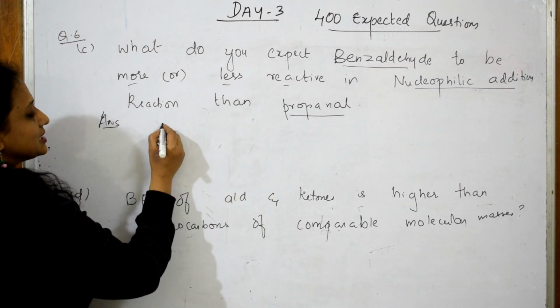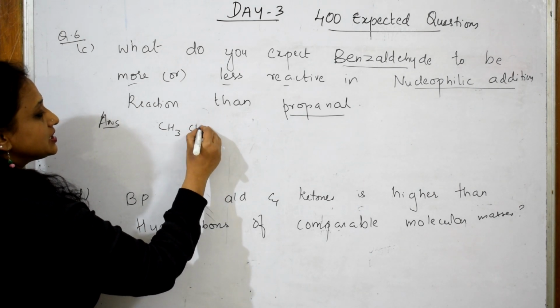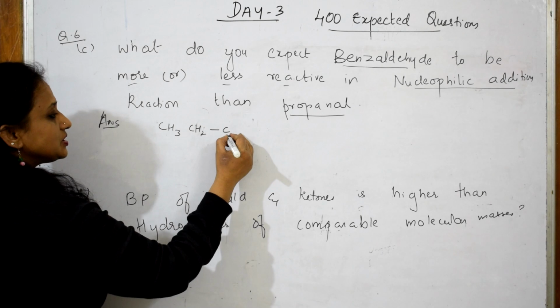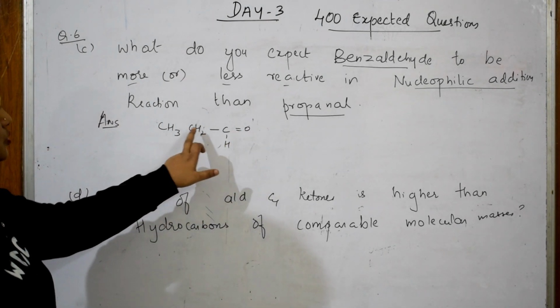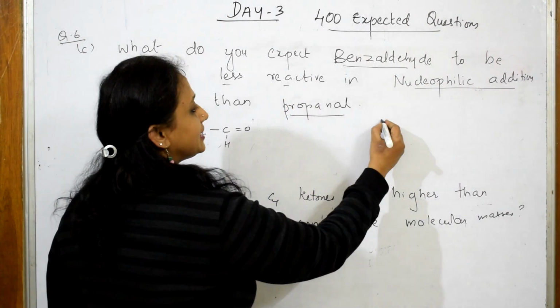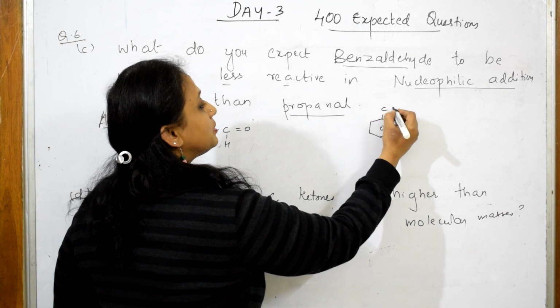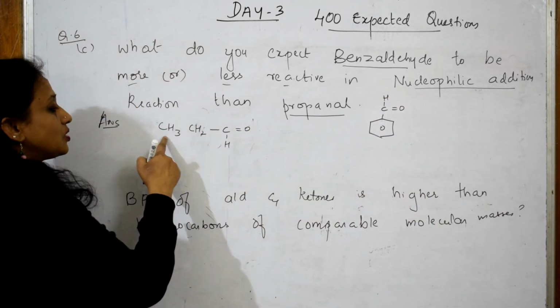Now propanal, CH3CH2C, with the double bond to oxygen and hydrogen. Propanal: 1, 2, 3. Benzaldehyde: your benzene ring, in this case attached to C double bond O and H. Check. Here what is happening, students?